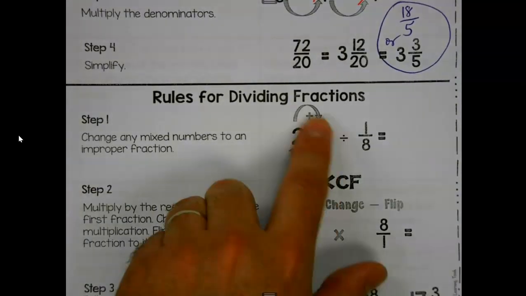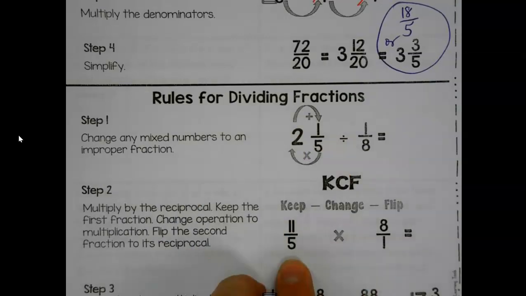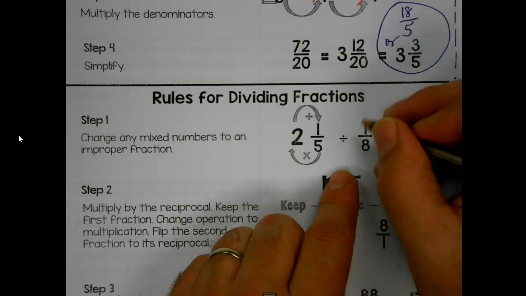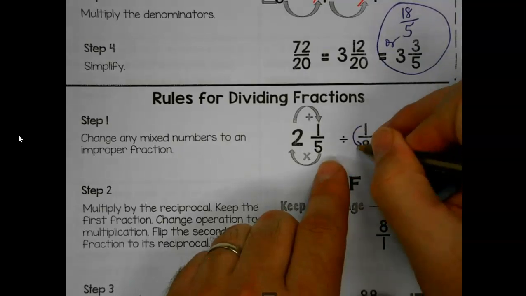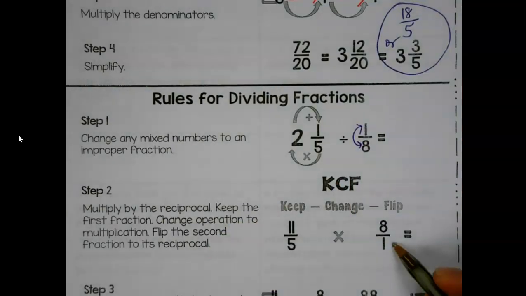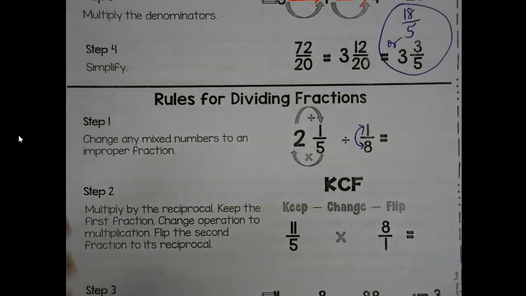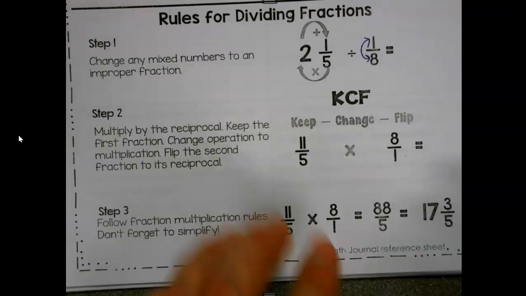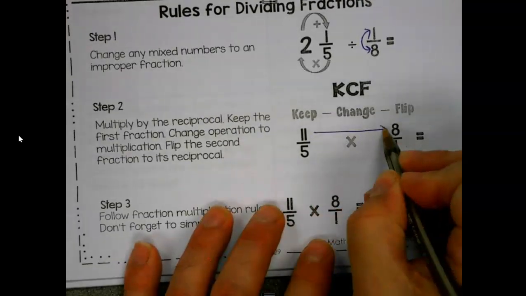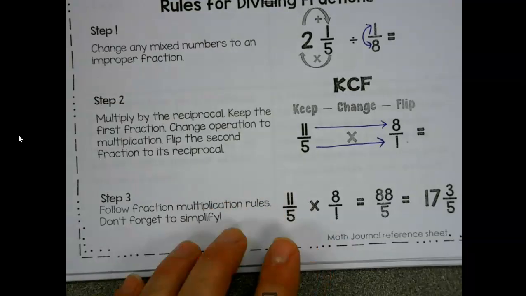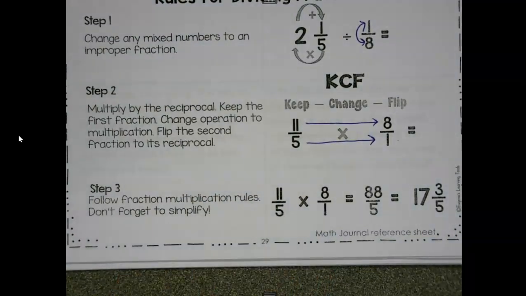is going to be once we've changed any mixed numbers into improper fractions, that value that's after the division sign is just going to get flipped each time. So if it's a 1 over 8, it's 8 over 1. If it was 3 over 1, we make it 1 over 3. And so on. And so like we mentioned before, once we do that flip, it's multiply straight across.